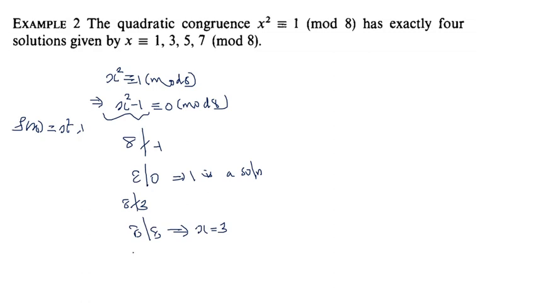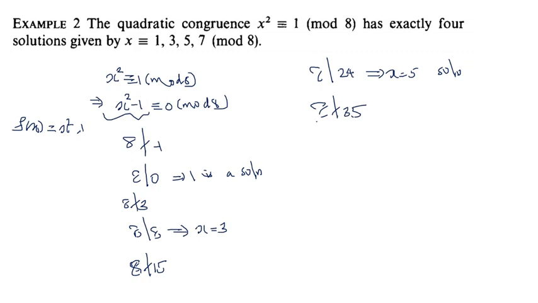When x equal to 4, the left side is 15, therefore 8 does not divide 15. Therefore x equal to 4 is not a solution. When x equal to 5, we get x square minus 1 as 24, and 8 divides 24. Therefore, x equal to 5 is a solution. When x equal to 6, we get 36 minus 1, that is 35, and 8 does not divide 35. Therefore, 6 is not a solution.